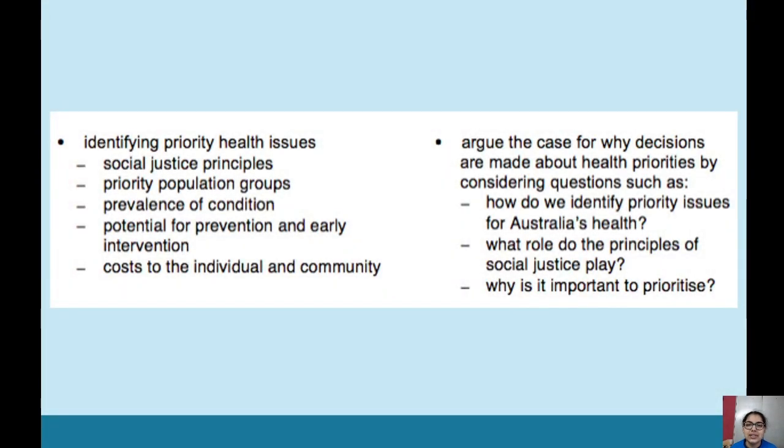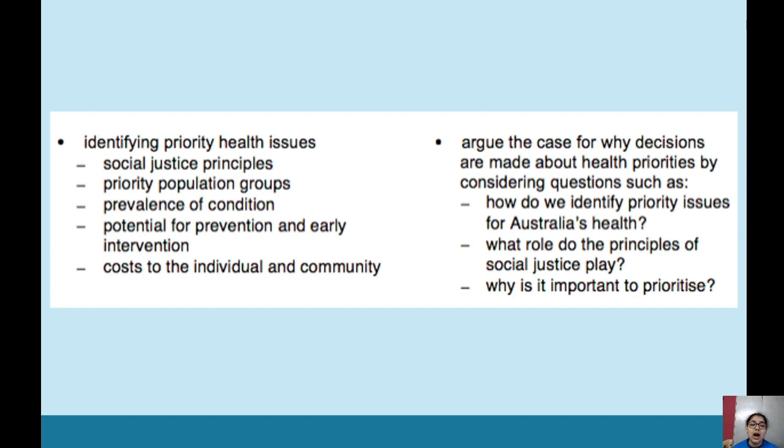Okay, so that's our first dot point done. Now let's look at the second one. Here we are looking at identifying priority health issues. So we will be looking at the social justice principles, priority population groups, the prevalence of the condition, potential for prevention and early intervention, and costs to the individual and community.